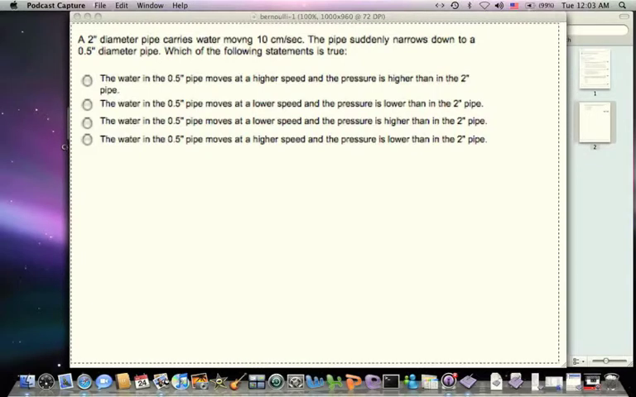The water in the 1/2-inch pipe moves at a higher speed and the pressure is higher than in the 2-inch pipe. The water in the 1/2-inch pipe moves at a lower speed and the pressure is lower. The water in the 1/2-inch pipe is at a lower speed and the pressure is higher. The water in the 1/2-inch pipe moves at a higher speed and the pressure is lower. So it basically looks at both the speed in the 1/2-inch pipe and also the pressure there.